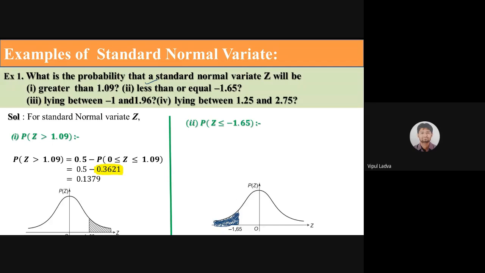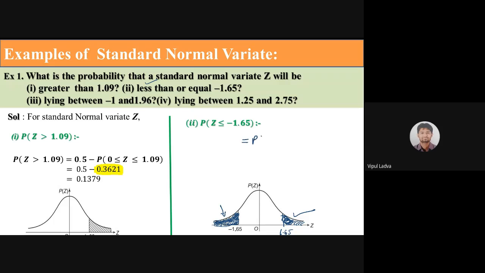What we will do here is form a mirror image of this particular part on the right hand side, like this. This is minus 1.65, then this is 1.65. Instead of finding this particular probability, if we can find this, then both will be literally equal. We know that both of these will be the same. So how to do it now? It will be very easy.